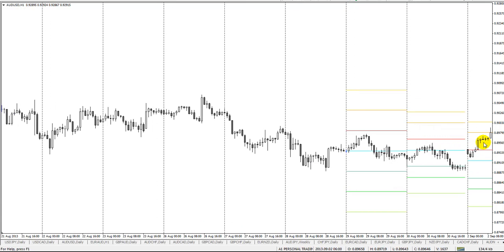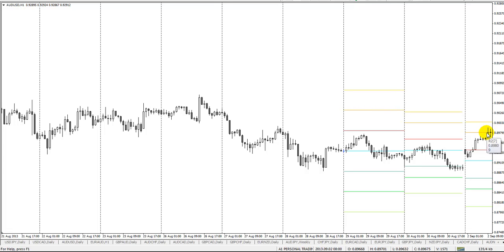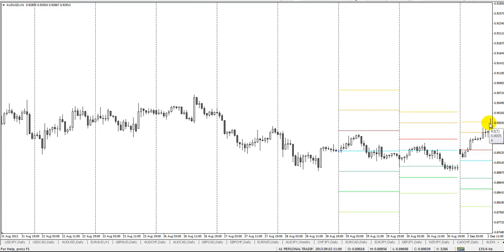And that's exactly what happened. It gapped right up to R1, and now we're all the way up at R2, and then bam, we hit R3. Now it's actually quite rare for the market to hit R3. So this brings up the second principle.